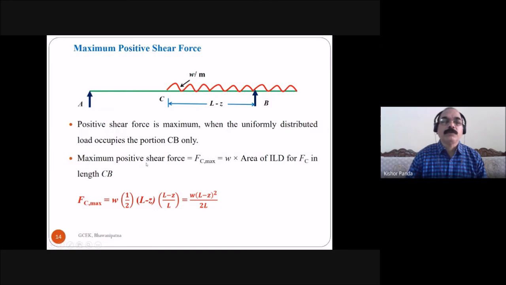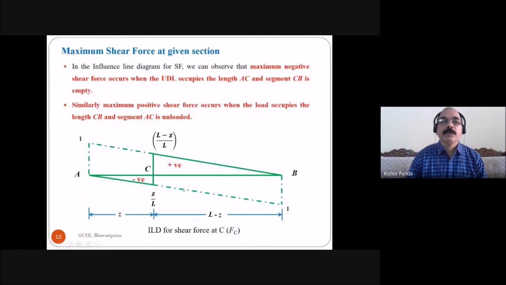The maximum positive shear force FC max is equal to W into area of ILD for FC in length CB. This one, this area CB. This is the ILD of FC for the length CB. So what is the area of this ILD? What is the area of the positive ILD that you have to take, and you have to multiply by W. Then you will get the maximum positive shear force for UDL.